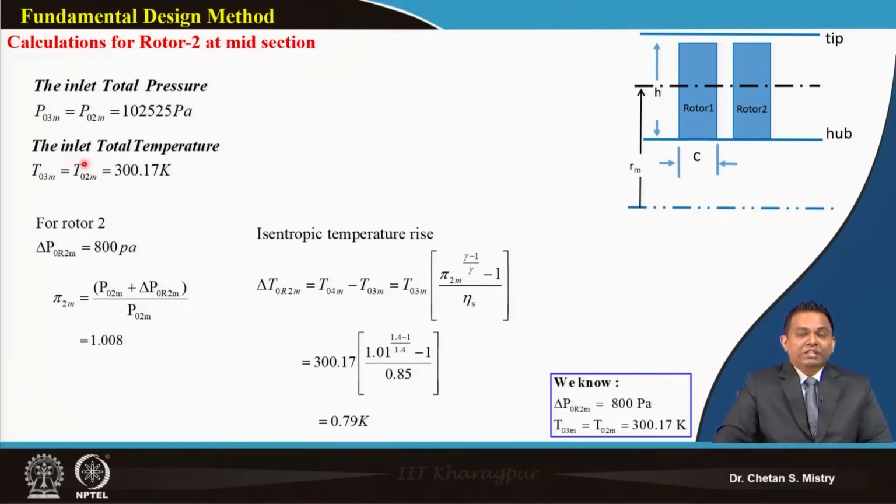Here we are expecting a pressure rise of 800 Pascal at the mid station as per our design requirement. So I calculate the pressure ratio of rotor 2 at the mid station, and it comes to 1.008. In the same way we can calculate delta T0 for rotor 2 at the mid station, and it comes to 0.79 Kelvin.